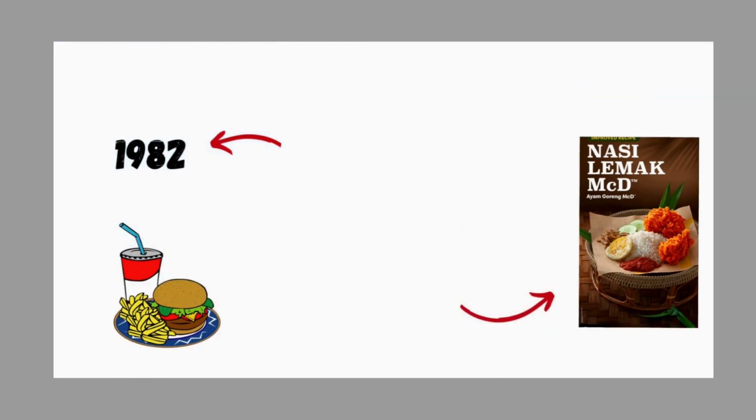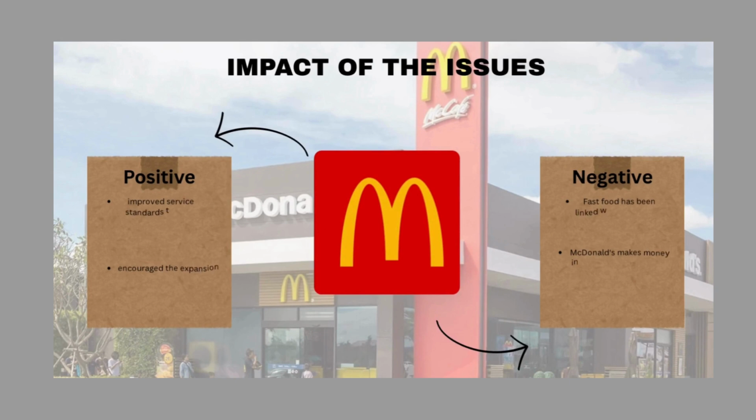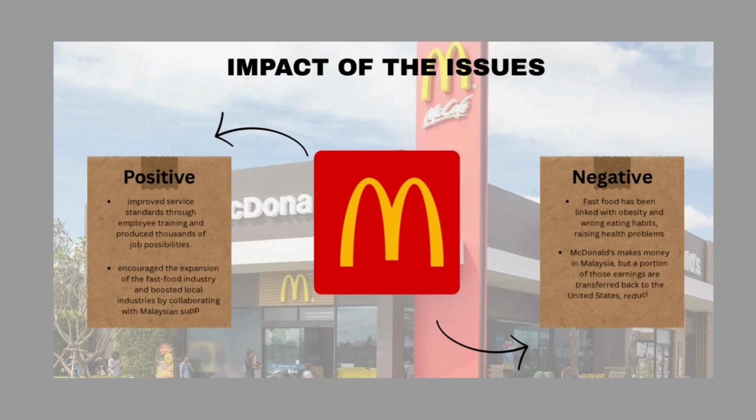and brand identity. There have been both advantages and disadvantages to McDonald's horizontal FDI expansion in Malaysia. Positively, it improved service standards through employee training and produced thousands of job opportunities. Additionally, it encouraged the expansion of the fast food industry and boosted local industry by collaborating with Malaysian suppliers for food ingredients. But there are also some negative outcomes.